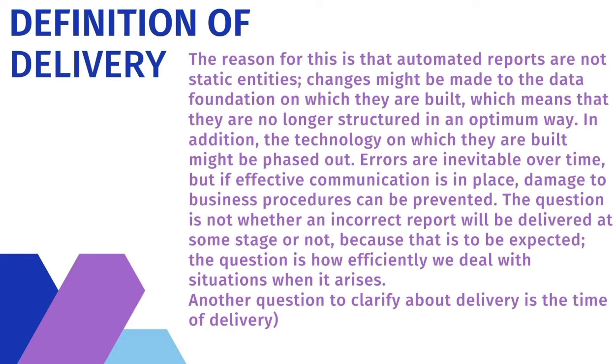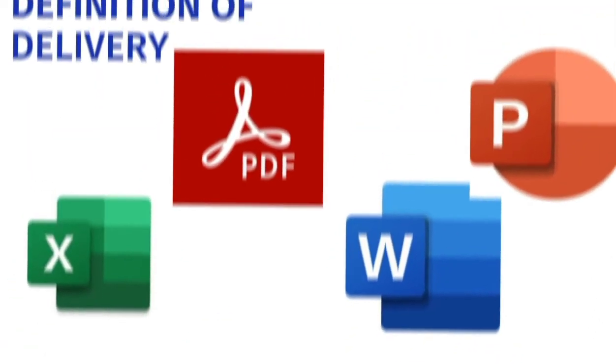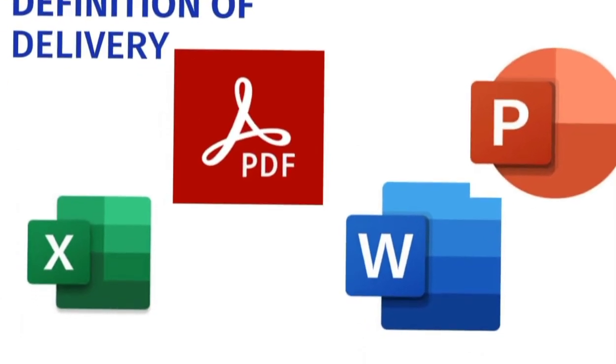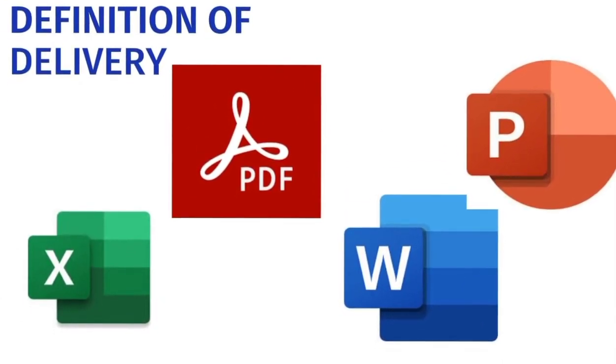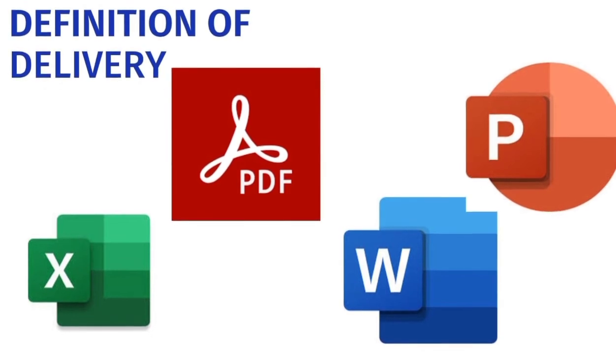The question is not whether an incorrect report will be delivered at some stage or not, because that is not to be expected. The question is how efficiently we deal with the situation when it arises. Other questions to clarify about delivery are time of delivery, on demand, or under which circumstances we update, event-driven, and whether to notify users when updating.